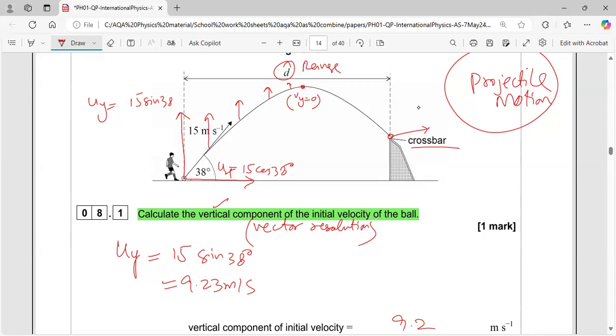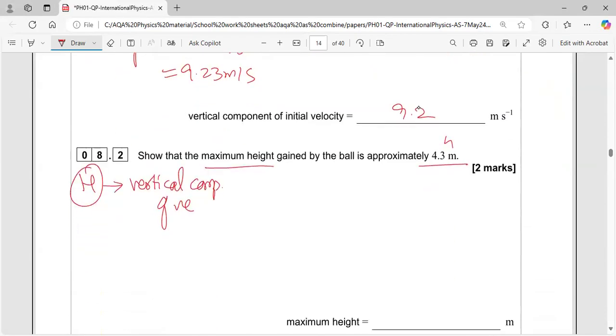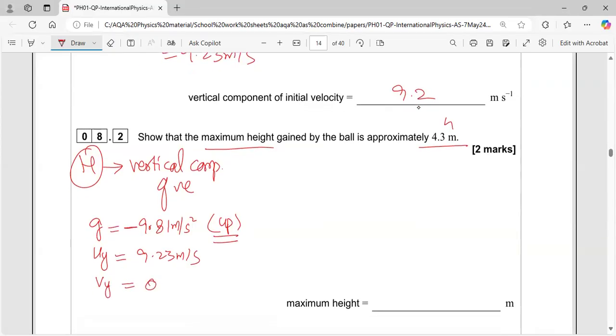Okay, so we know that g is constant, and in upward motion, g is always negative. Remember, whenever the object is thrown upward, its acceleration is negative all the time. So the initial vertical component is 9.23, we just have calculated. The final vertical component at the maximum height is 0, and you have to find the height. So three things are there in the SUVAT equations and time is missing.